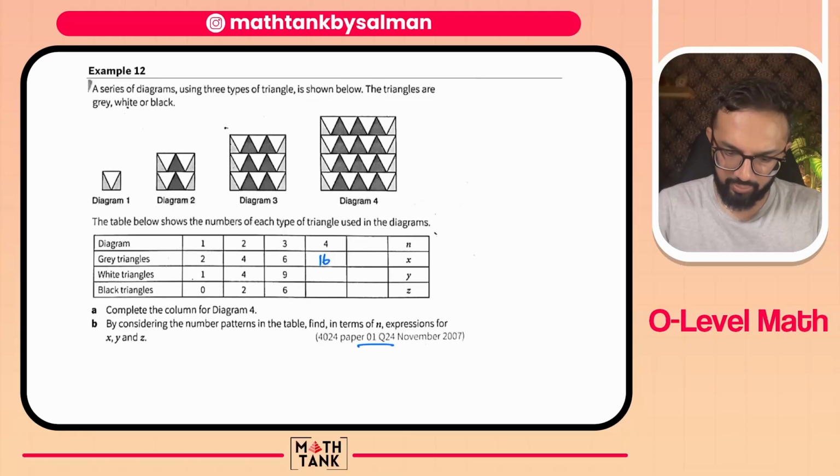Number of gray triangles. Oh, my bad. This is the number of white triangles. So that's 16. How many gray triangles do I have? That's 1, 2, 3, 4, 5, 6, 7, 8, 9, 10, 11, 12. Okay, that makes more sense.